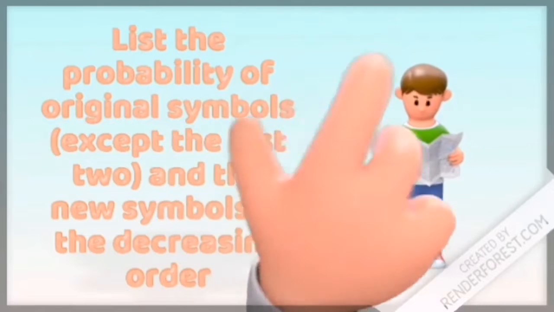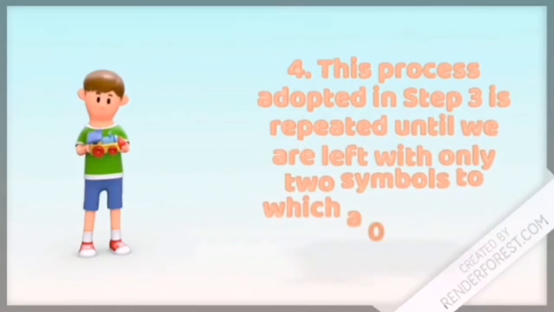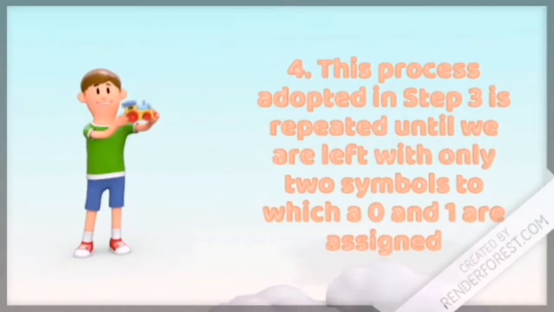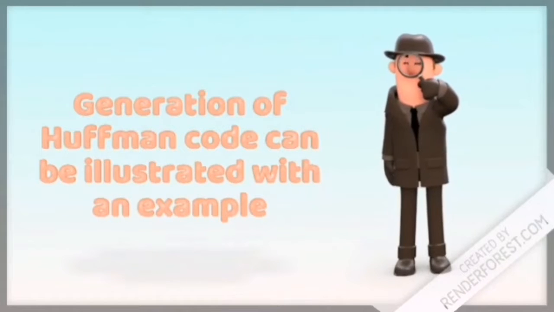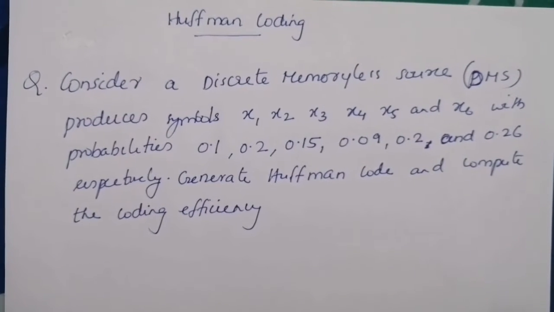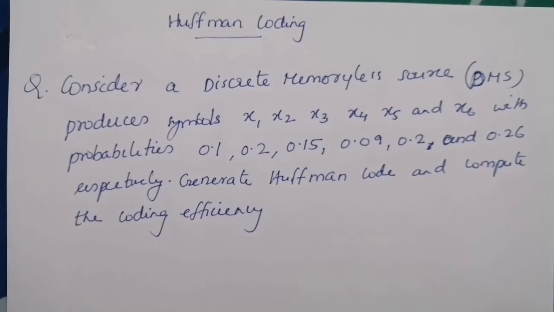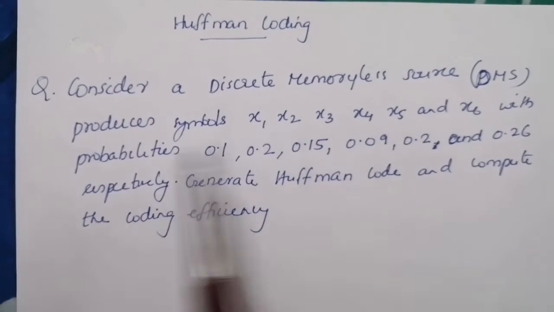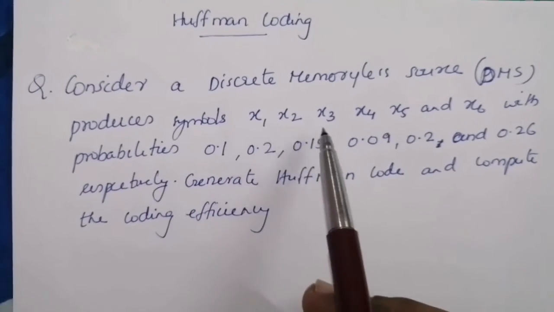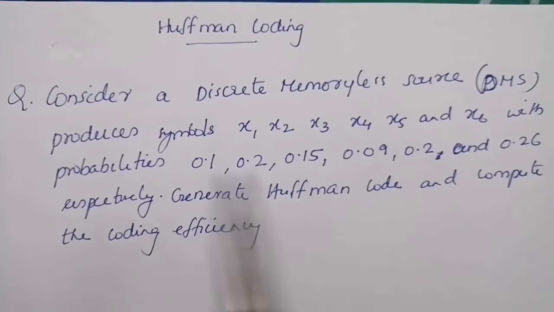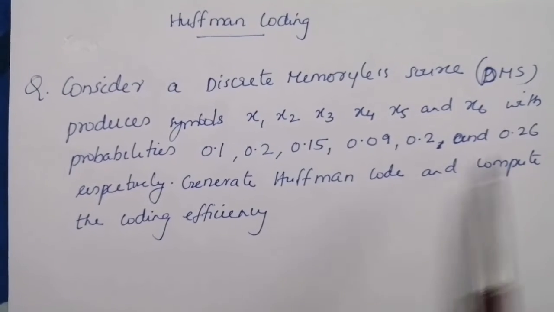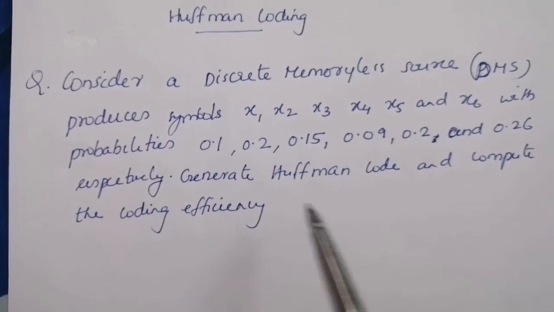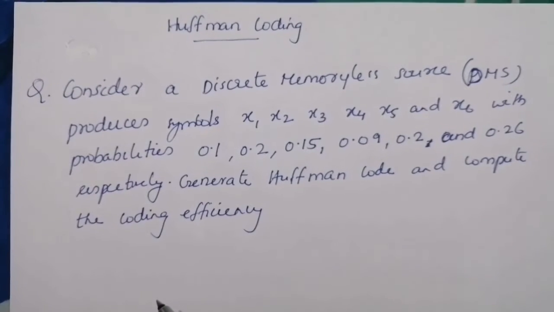Step number 4. The process adopted in step number 3 is to be repeated till we are left with only two symbols to which a 0 and 1 are assigned. In order to illustrate the concept of Huffman coding, we will consider an example in which a discrete memoryless source produces symbols x1, x2, x3, x4, x5 and x6 with the probabilities 0.1, 0.2, 0.15, 0.09, 0.2 and 0.26 respectively. Generate the Huffman code and compute the coding efficiency.